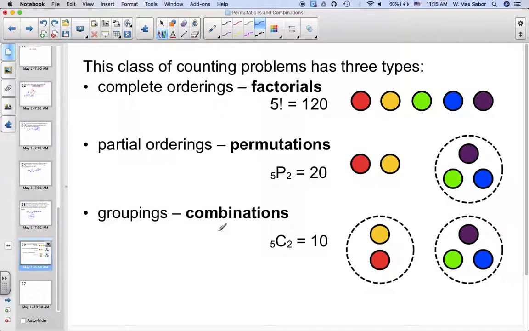So counting problems have 3 types. Complete orderings are factorials, partial orderings are permutations, and groupings are combinations. Factorials tend to be the largest, and then permutations and combinations.